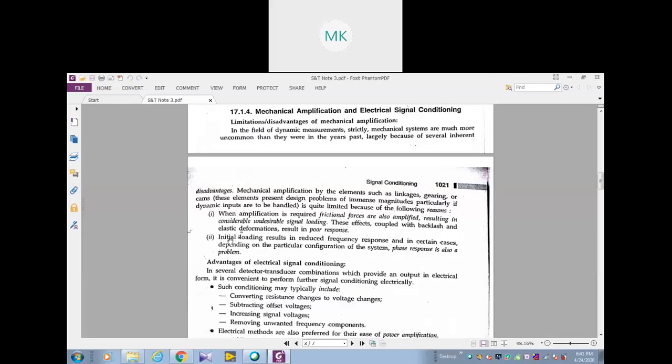Next, initial loading results in reduced frequency response, and in certain cases, depending on the particular configuration of the system, phase response is also a problem. Now these are the two disadvantages of mechanical amplification. The frequency response of the mechanical amplifier is very low because of the initial delay, or the initial loading problem.